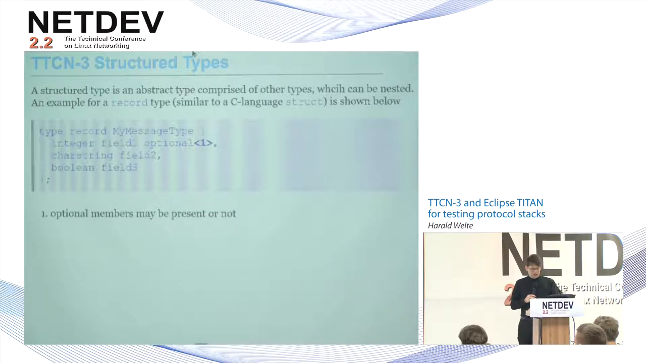Now the question is, of course, how does this map to a binary encoding? It's much more abstract than a C struct. So this doesn't specify a memory layout of some representation, but it's an abstract representation of a structured data type. And of course, you can nest them and so on.